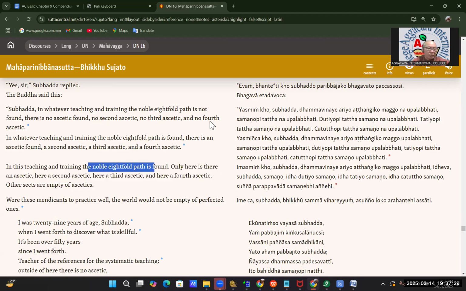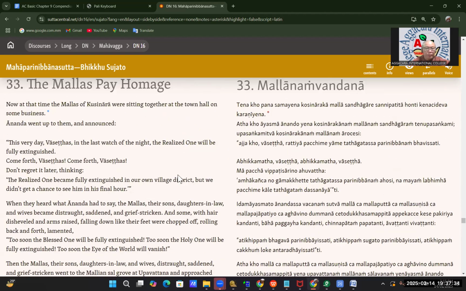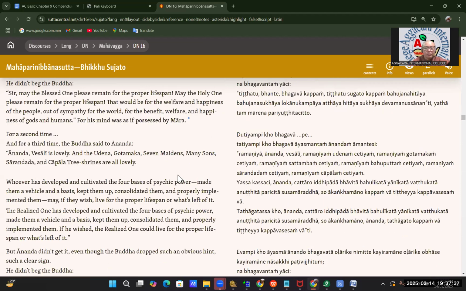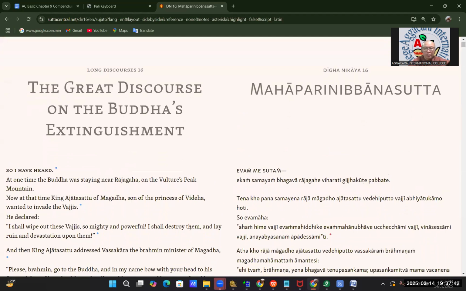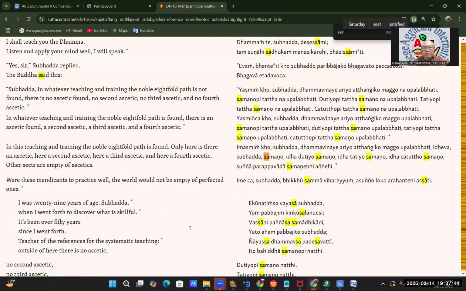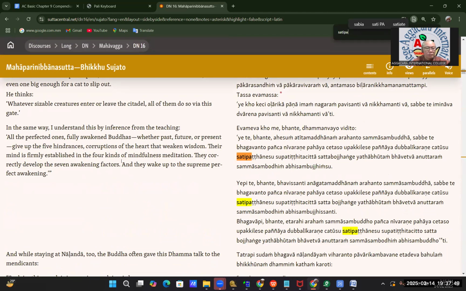Okay, it does not mention the Satipatthana. But of course, we will see the Satipatthana somewhere here. Right? Because this is a very big sutta. You know, the Mahaparinibbana Sutta is a very long sutta that the Buddha preached. Okay, here, he also mentioned the four kinds of mindfulness. Right? And he also mentioned the Bojjhanga. Right? So, yeah.